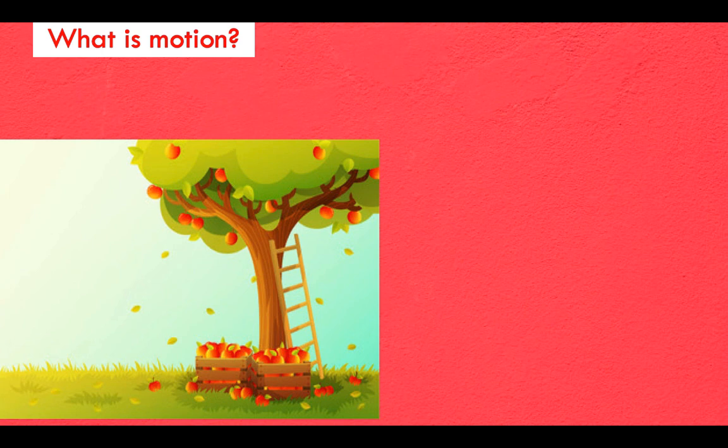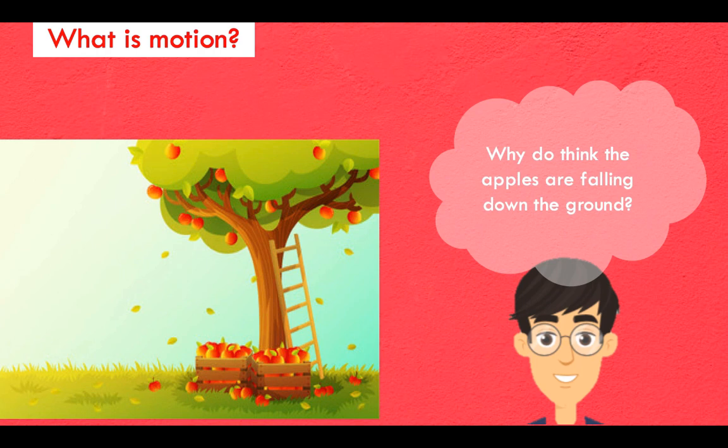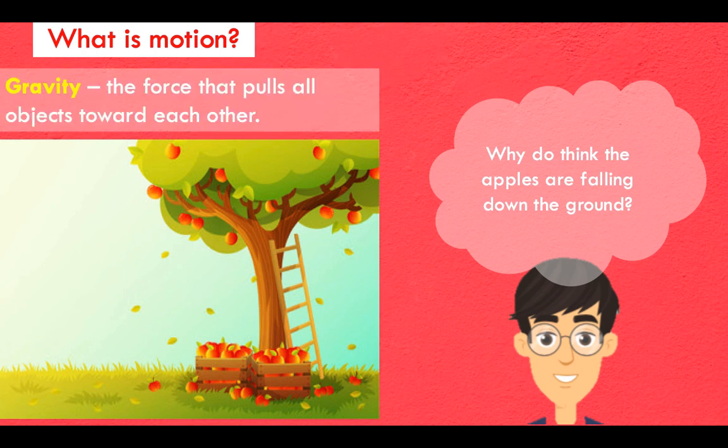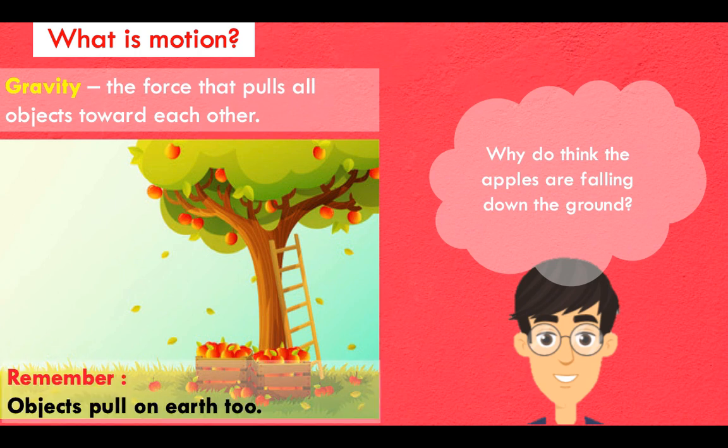The picture here shows apples that are falling on the ground. What do you think pulls the apples down? You're correct. It's because of gravity. Gravity is defined as the force that pulls all objects toward each other. We have to remember that objects pull on Earth too. It's just that their forces are not noticeable since these objects are too small if we compare them to the size of the Earth.